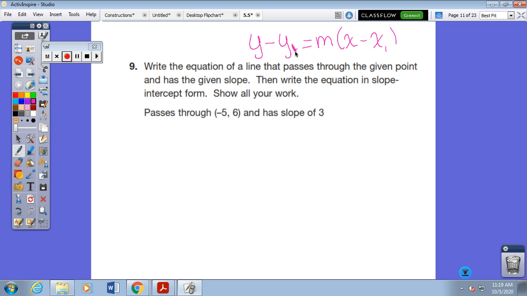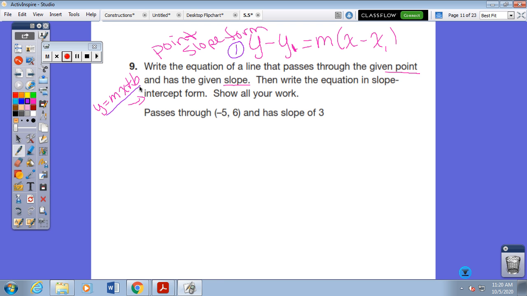Okay, so you're using point slope form. It says write an equation of the line that passes through the given point and with a given slope. That's why you're using point slope form. Then write the equation in slope-intercept form, which is y equals mx plus b. So we're going to start with this, and then we're going to end with y equals mx plus b form.